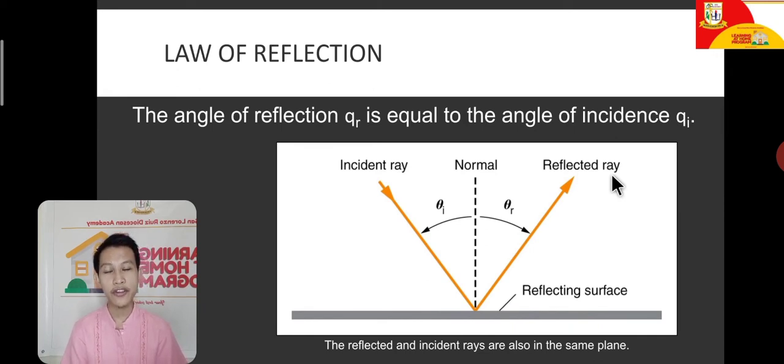So, evident yan, for example, kapag nagtutukan ng light sa isang mirror. For example, laser light. Makikita mo na magbabounce off siya in a certain angle na kamukha nung kung paano mo itinapat or tinutok yung light doon sa mirror. Okay, so, isa yung evidence na nagpapakita na tama nga yung law of reflection na yung incident ray angle is equal to reflected ray's angle. Okay?